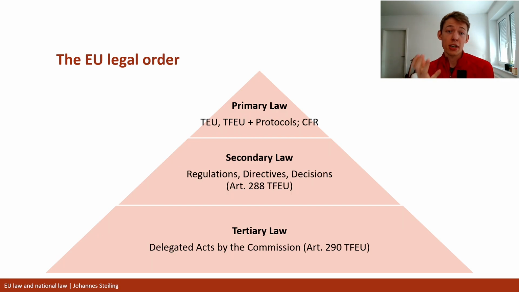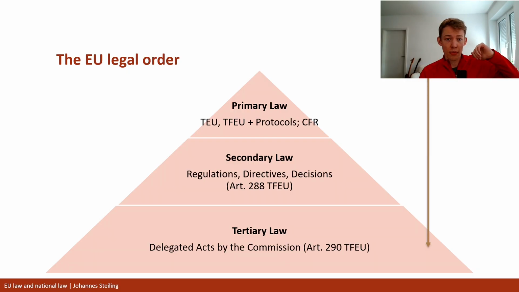And what I'm trying to show here is that we have this pyramid, and this pyramid suggests hierarchy. So there is a hierarchy going from the top to basically the bottom. And hierarchy means that the lower levels of EU law shall not contradict or go against the higher levels, like in any national legal order. And what happens, for example, if secondary law, like a regulation, violates the treaties?